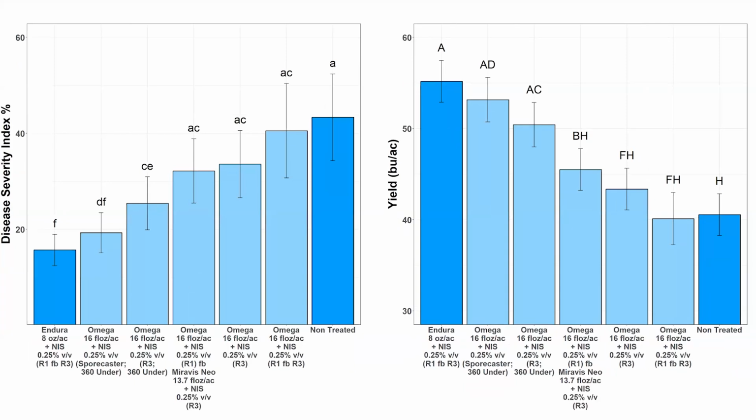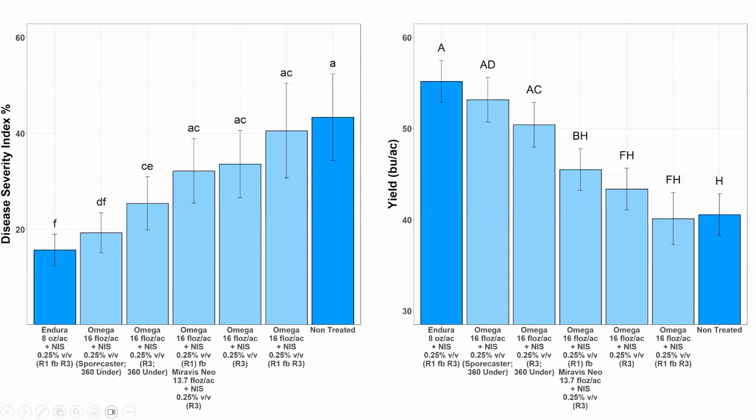The next thing we're looking at is Omega, and Omega is not a systemic fungicide, but a contact fungicide, meaning that it needs to get to that plant part to make that protection. And this is where these 360 undercover nozzle bodies came into play.